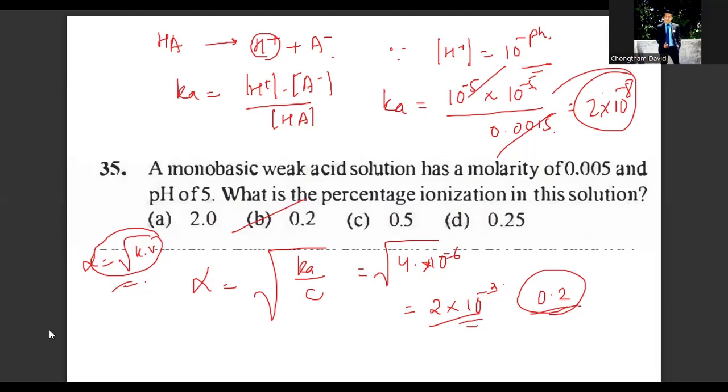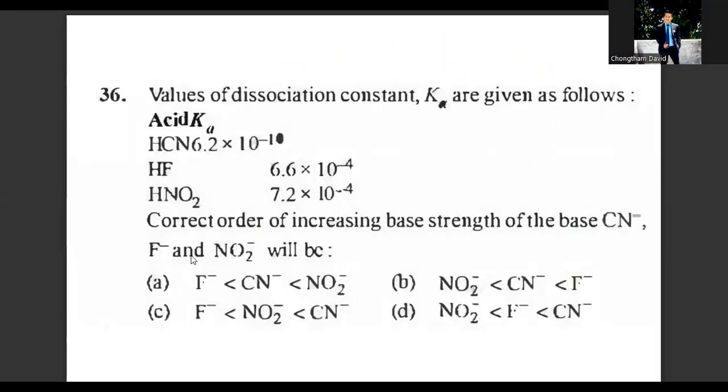Let us read the next question, number 36. The correct order of increasing basic strength of the bases cyanide, fluoride, and nitrite, for the following dissociation constants of acids. Ka is given for HF as 6.2 into 10 to the power minus 4, and for nitrous acid as 4.5 into 10 to the power minus 4. So the higher the value of Ka, the lower the value of pKa, and the higher the acidic nature. Since cyanide, fluoride, and nitrite are conjugate bases of the acids hydrogen cyanide, hydrogen fluoride, and nitrous acid respectively, the correct order of the base strength.